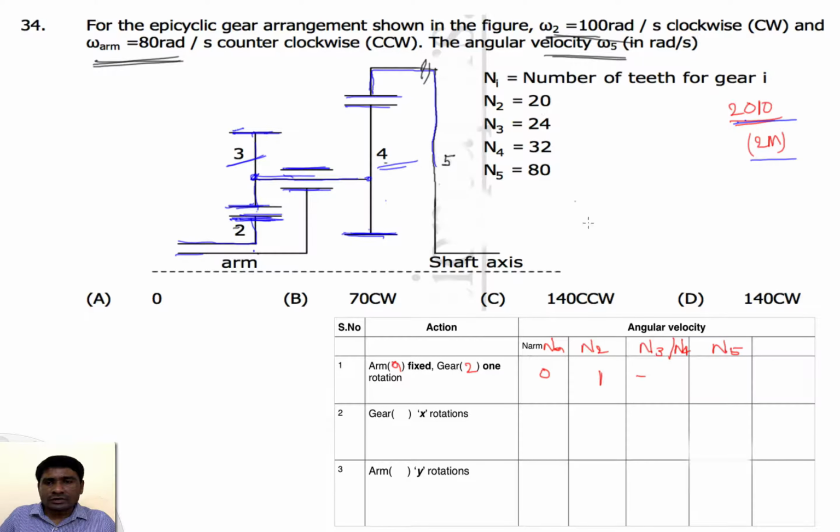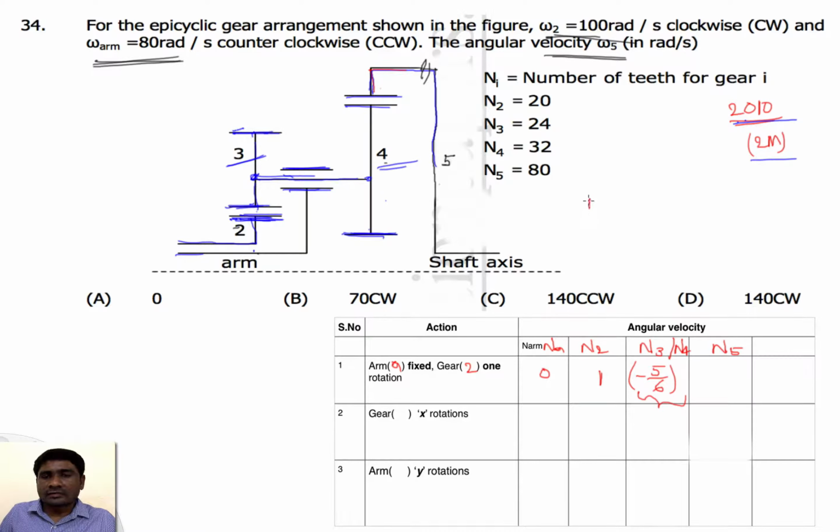T2 is 20, T3 is 24, so it's 20 by 24. That value is minus 5 by 6. And what is the value of this one? This is T4 by T5 into this value. T4 by T5 is 32 by 80. Here these two are internally engaged, so it's positive, and here we are multiplying with the negative.